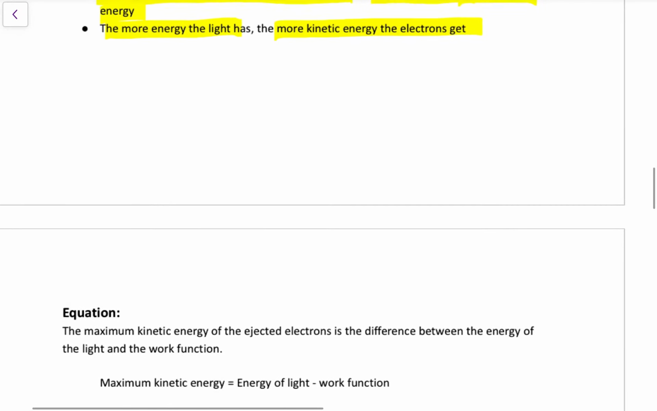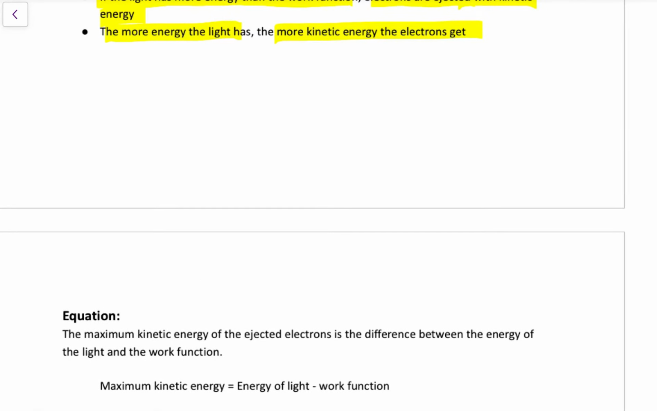To build an equation, the kinetic energy of those ejected electrons is literally the mathematical difference between the energy of the light and the work function. Now, when I write it up or when I type it or when I talk about it, I have to add that it's the maximum kinetic energy. The simulation was programmed perfectly, so that the incoming photons of light always had perfectly efficient collisions with the metal so that electrons were ejected.